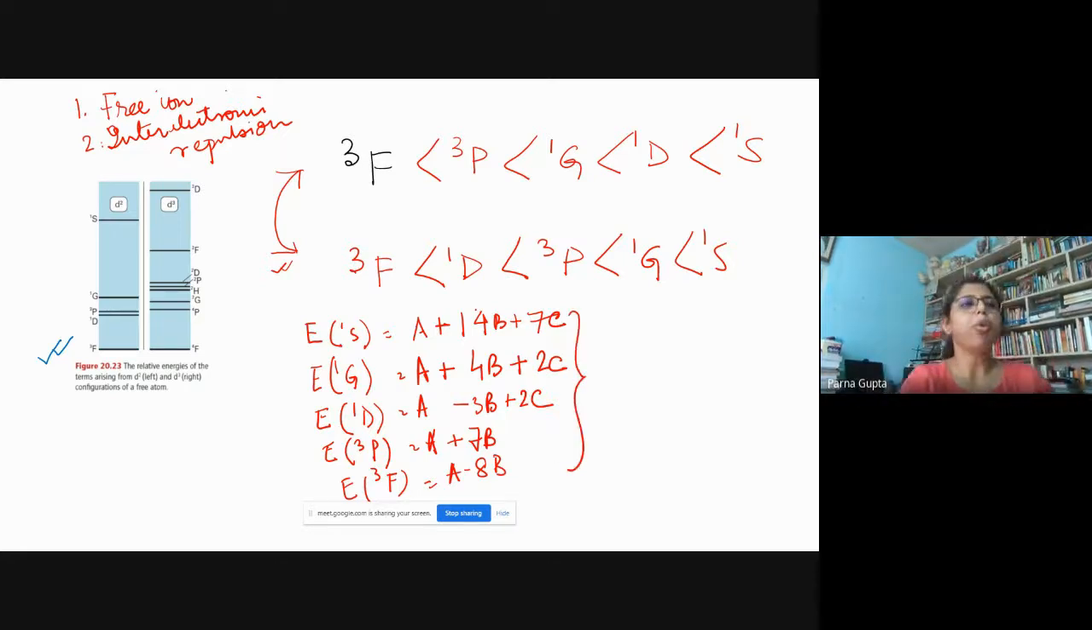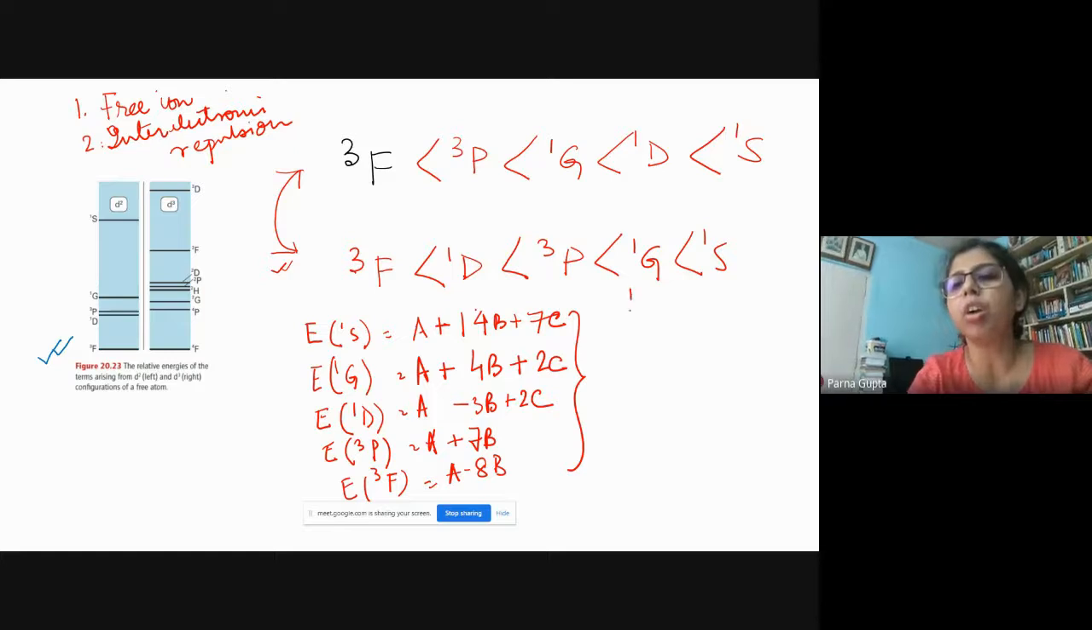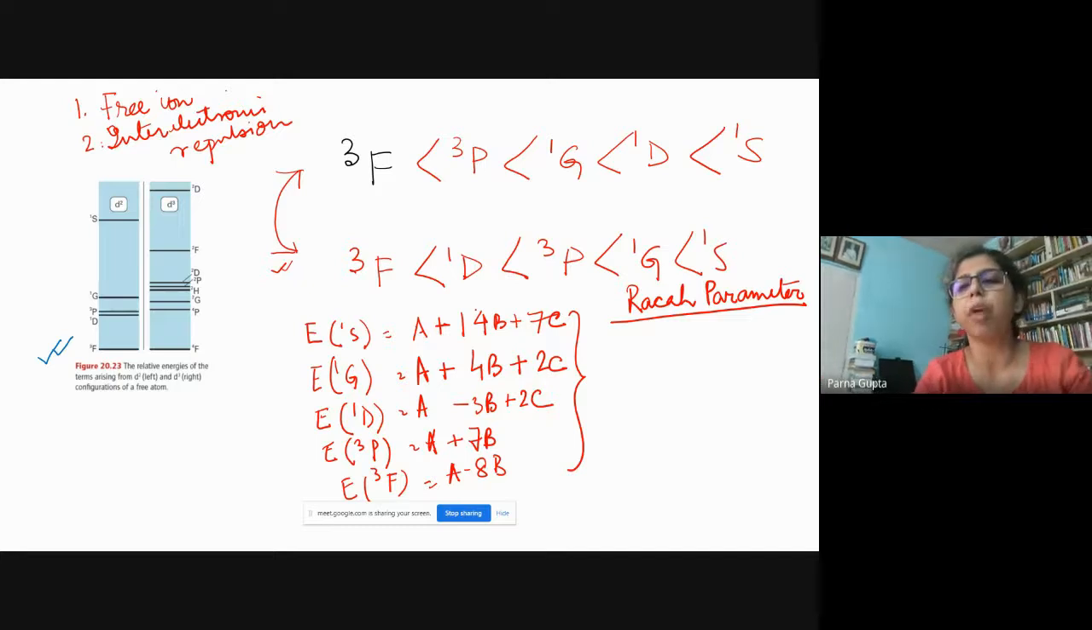Now what does this mean? So these are called Racah parameters. This is important. There are too many important things other than the calculation of microstate. Microstate is very easy. It is just the foundation. So these are called Racah parameters.